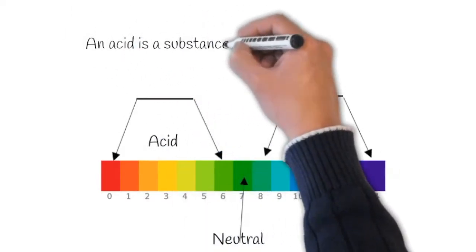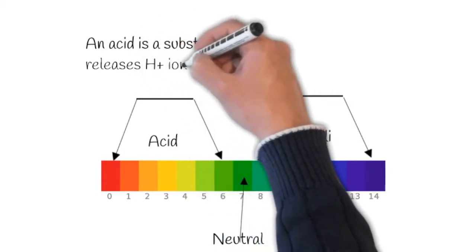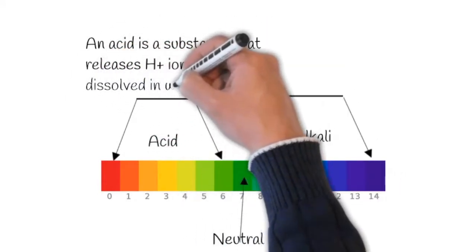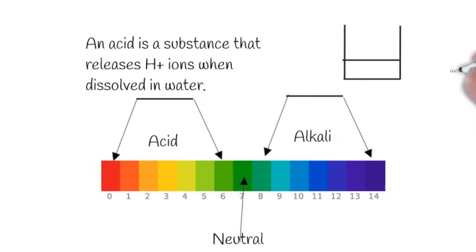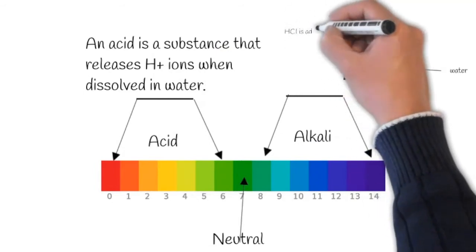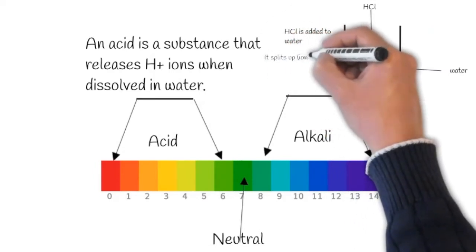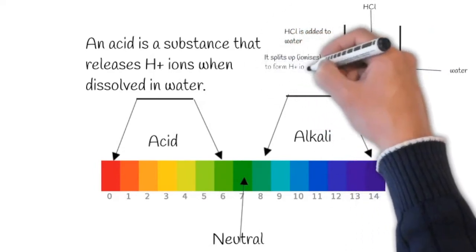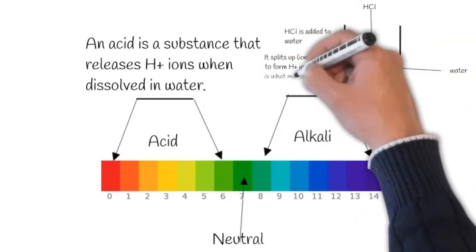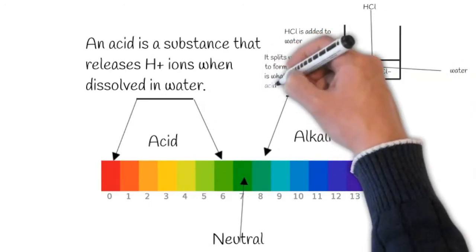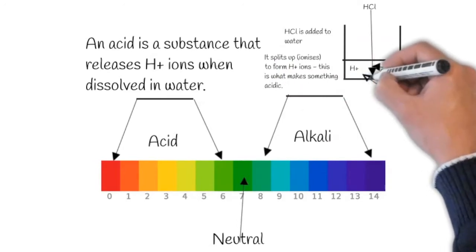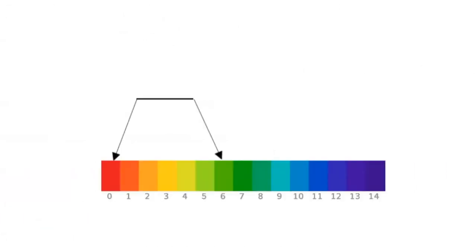An acid is a substance that, when dissolved, releases H plus ions in water. Here we have a beaker of water. We are going to add HCl to this water. When added, the ions split up. They ionize to form H plus ions. This is what makes something acidic. Here are the H plus ions.